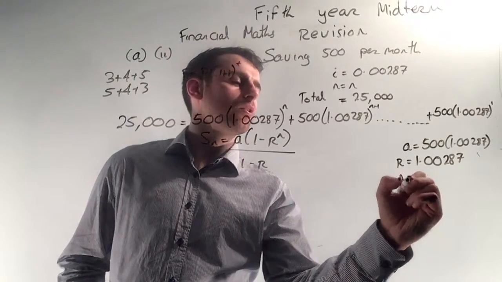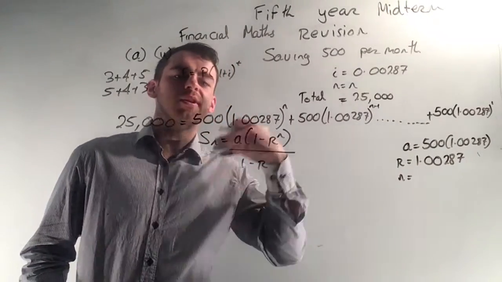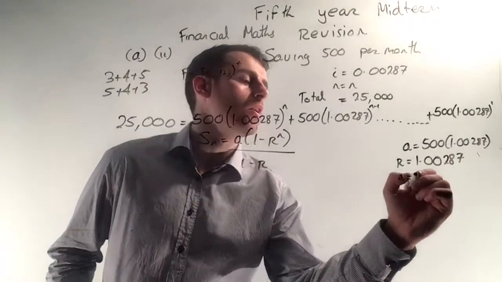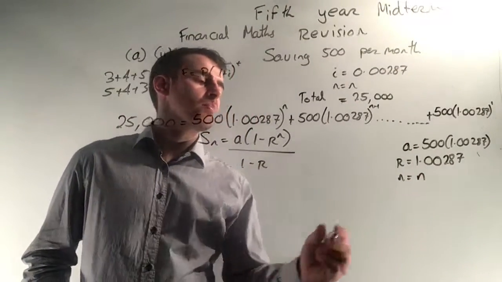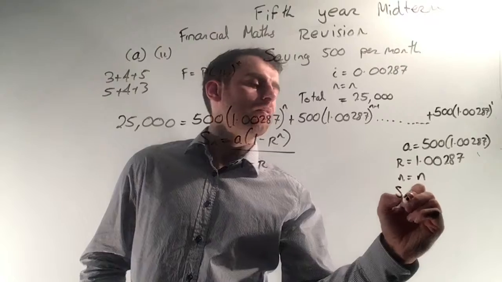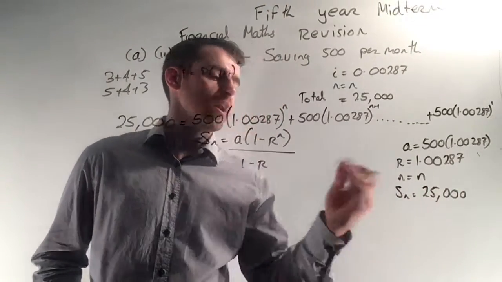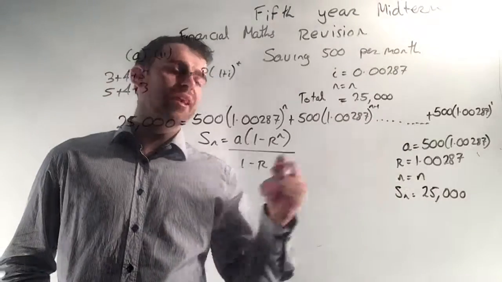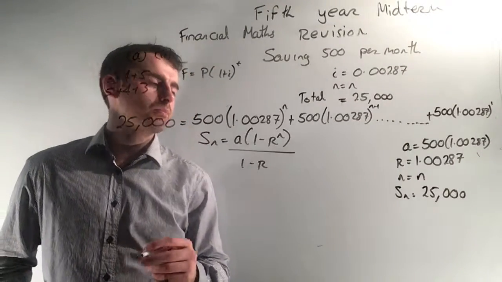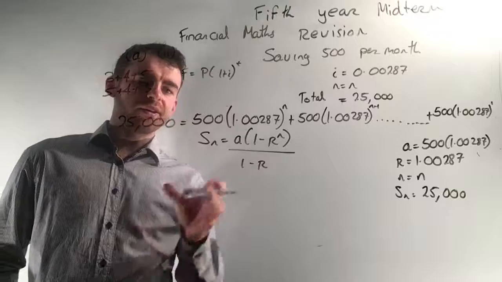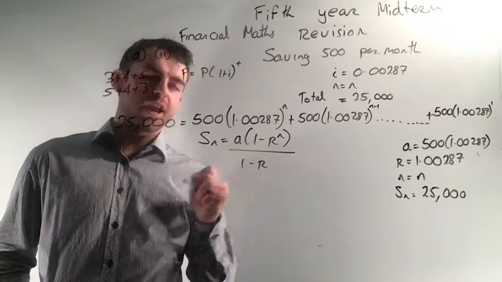n is what I'm looking for. The number of times I'm going to have to save 500 euro is unknown, so we can just leave that as n. And Sn, I know the total value there. My Sn is going to work out as 25,000. This will tell me how many months it takes for Dan and Kate to save up 25,000 euro. So I want you to sub in there and see if you can work out the value of your n.